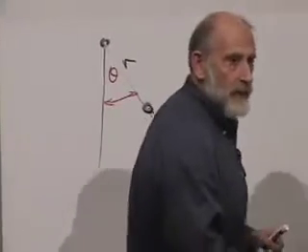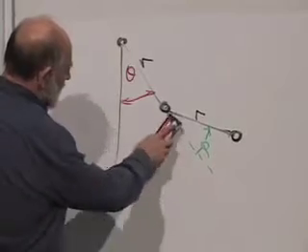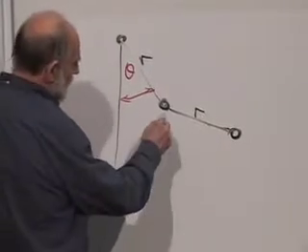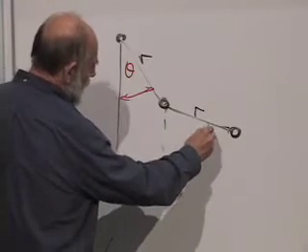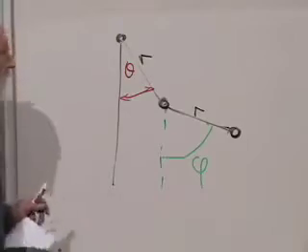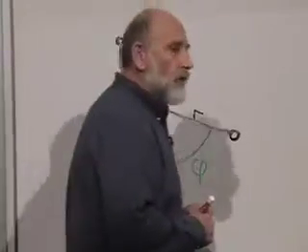Six of one, half a dozen of the other. I chose in my notes to use the angle relative to the vertical. All right, so this I call phi. And that's it. If you know theta and you know phi, you know the location of the pendulum completely.